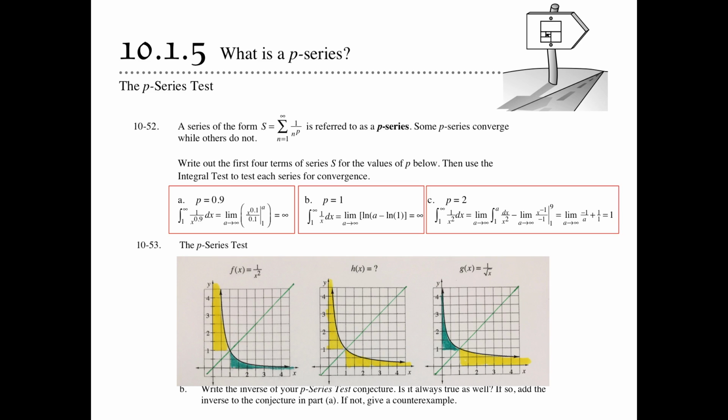On this page, of the 3 graphs, 1 over x is the center graph. So in this case, p equals 1, and the yellow shaded region from 1 to infinity represents diverging area under the curve. Meanwhile, the graph on the left has a p-value greater than 1. Notice that in this case, the area under its curve from 1 to infinity is green, representing that it converges to a finite value. But the graph on the right has a p-value that is less than 1, and its area under the curve from 1 to infinity is relatively large, and yellow because it diverges.